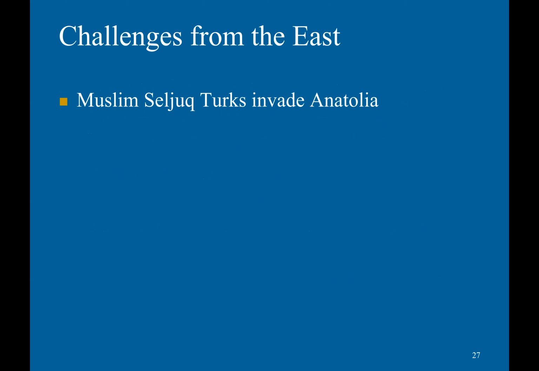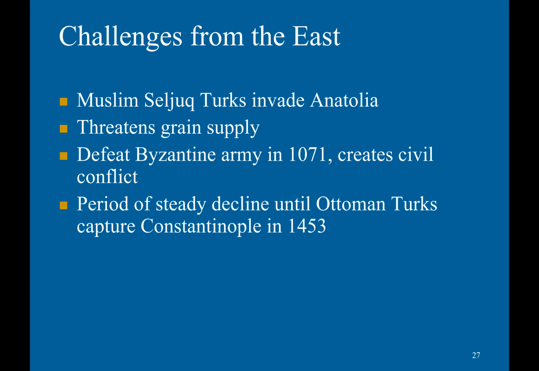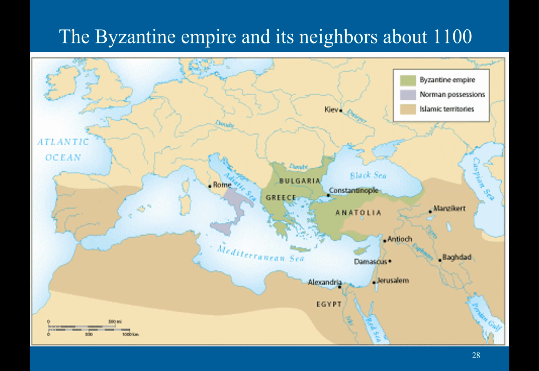Moreover, you get challenges from the east. The Muslim Seljuk Turks invade Anatolia, and this threatens the grain supply. They eventually defeat the Byzantine army, prompting civil conflict within the empire, and this ushers in a period of steady decline until the Ottoman Turks captured Constantinople in 1453, which they renamed Istanbul.